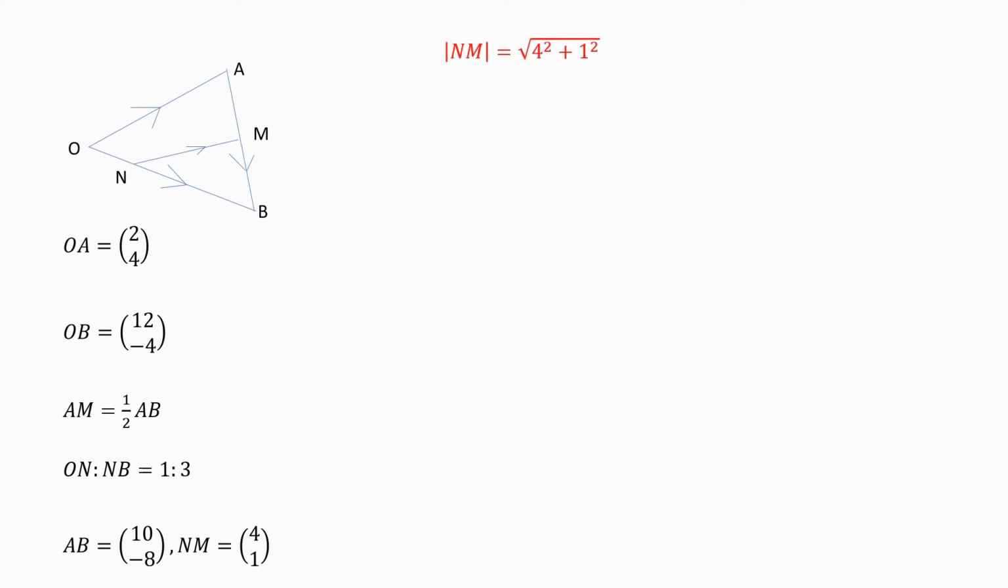So the magnitude of NM is equal to the square root of 4 squared plus 1 squared, then we find the square root of the summation, which is the root of 17, equal to 4.1231, and to 1 decimal place is approximately 4.1.